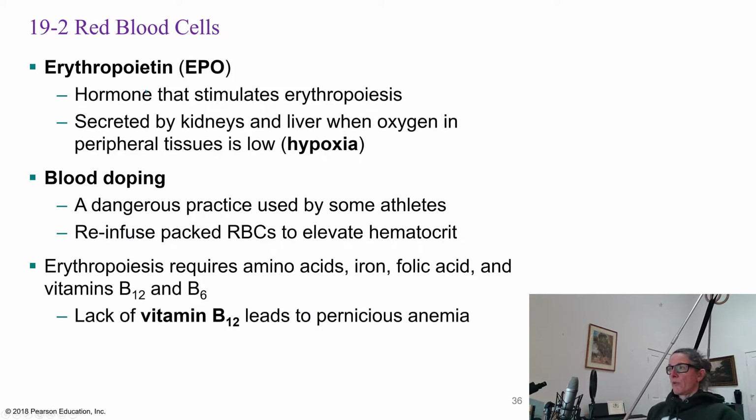We have a type of hormone made in the kidney called erythropoietin, and this is going to be secreted whenever there are low oxygen levels in peripheral tissues. So we'll see the kidney and the liver both will produce this erythropoietin. So this is very important, let's say, if you go up to altitude.